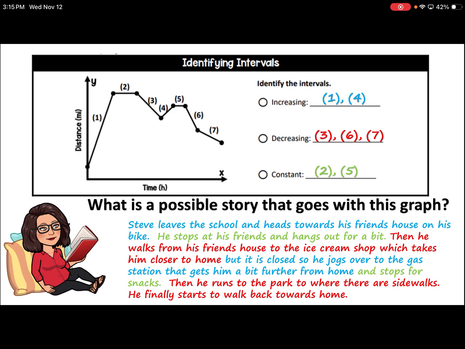They get there and it's closed. So he's going to jog over to the gas station, which takes him farther away. Goes into the gas station, gets some snacks, and then he's like, oh, my mom's getting me mad, I better get home. Runs to the park where there are some sidewalks and starts walking back home. Did he make it home in this picture? No, he's on the way though. Does that make sense?